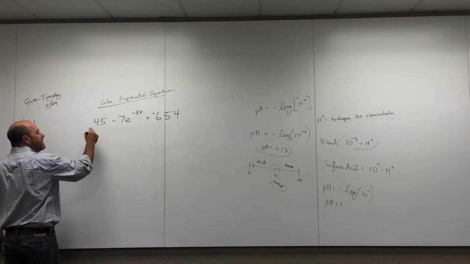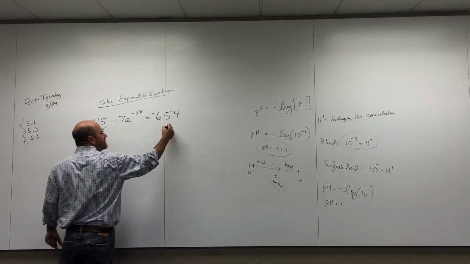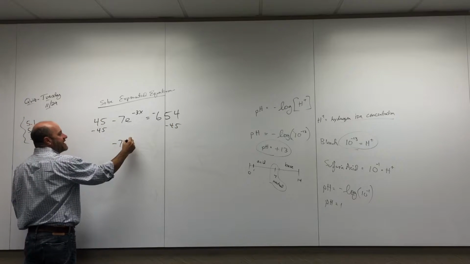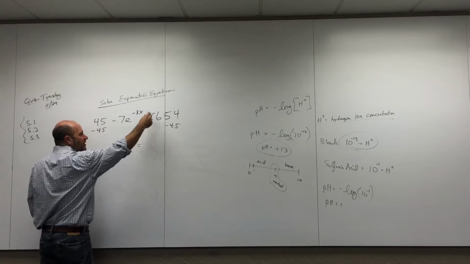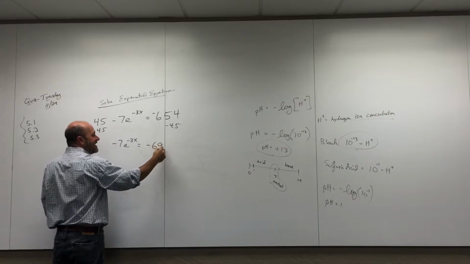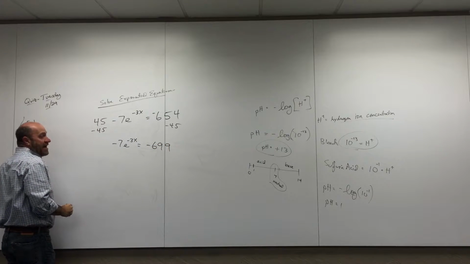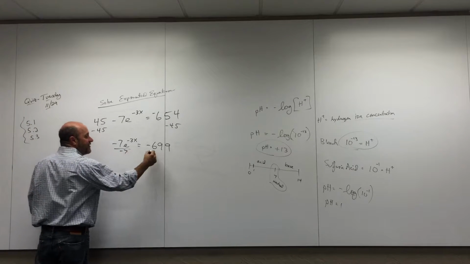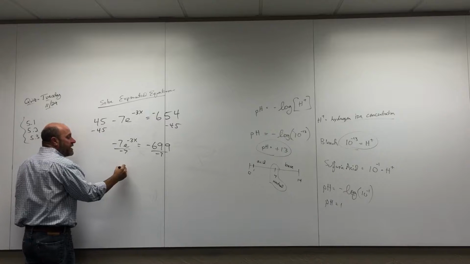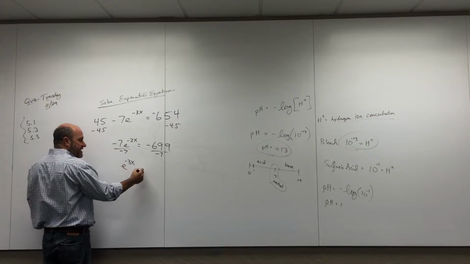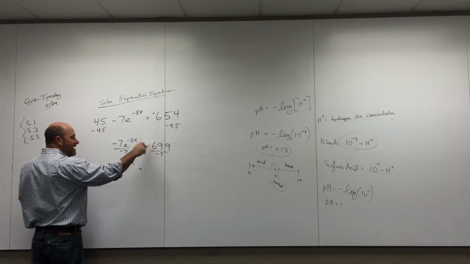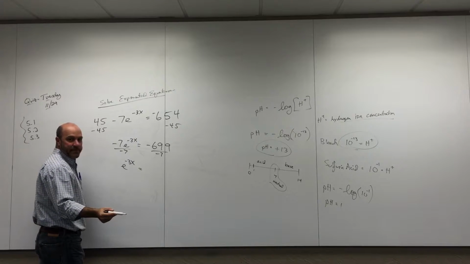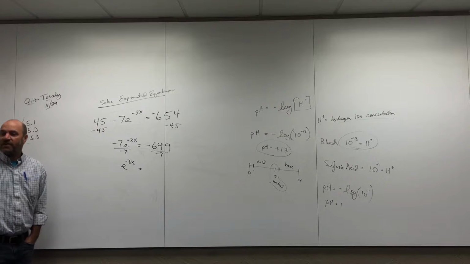Subtract 45. I like that idea. That leaves me a negative 7e to the negative 3x equals negative 699. Okay. What should I do next? Divide by negative 7. That might not be pretty. That's e to the negative 3x, and that probably doesn't go in evenly, does it? Probably not. You know what I'm going to do then? I'm just going to leave it like that.